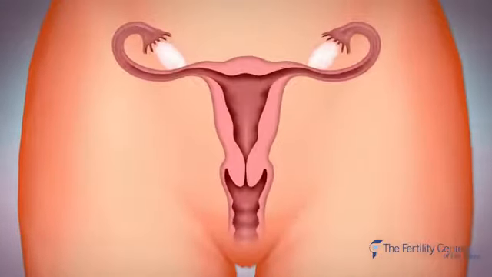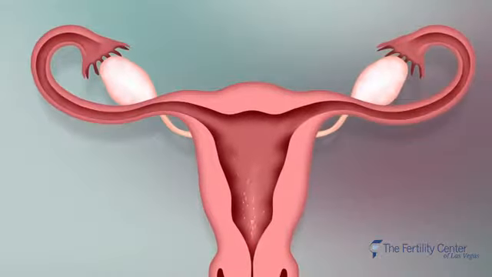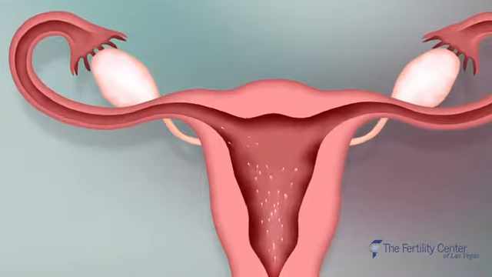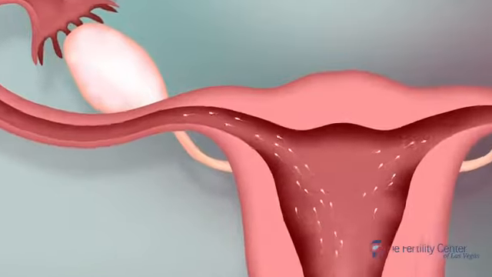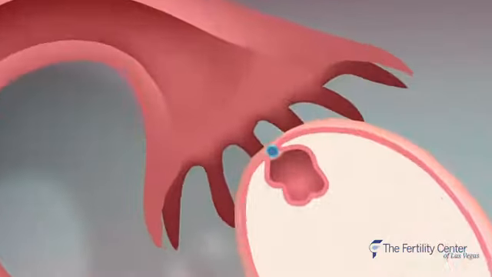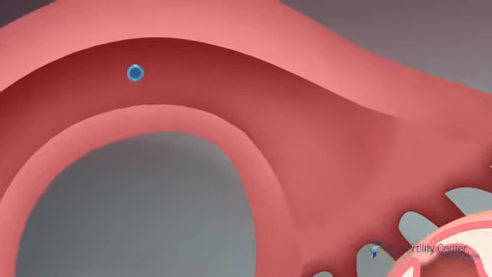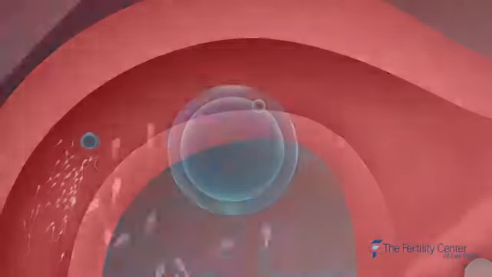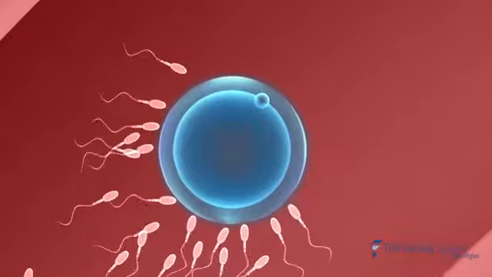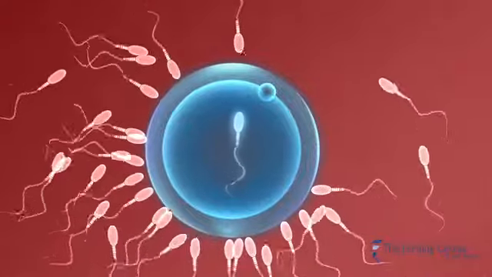This is a magnified image of the female reproductive tract. After intercourse, the sperm travels through the cervical canal, into the uterus, and then into the fallopian tubes. If an egg is released by the ovary at the same time, it is picked up by the tube. Once the egg is in place, it's fertilized by the waiting sperm and the journey of the embryo begins.